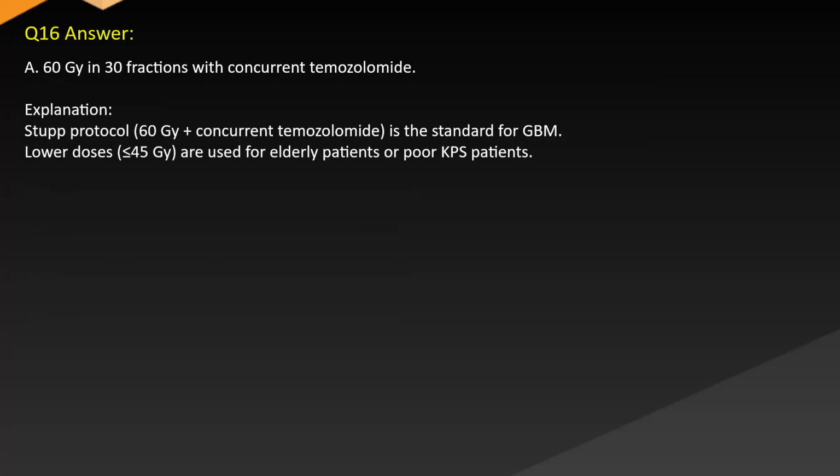Answer: A. 60 Gy in 30 fractions with concurrent temozolomide. Explanation: the Stupp protocol, 60 Gy plus concurrent temozolomide, is the standard for GBM. Lower doses, such as 45 Gy, are used for elderly patients or those with poor KPS.